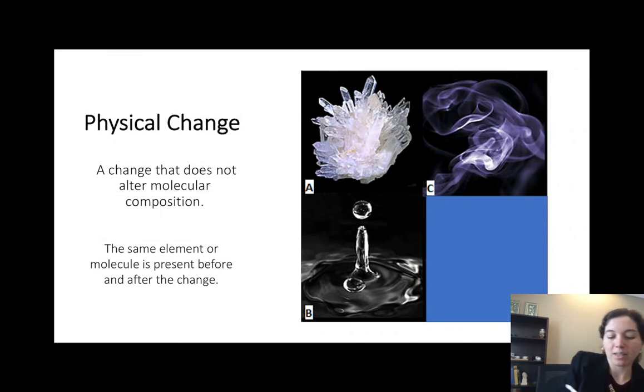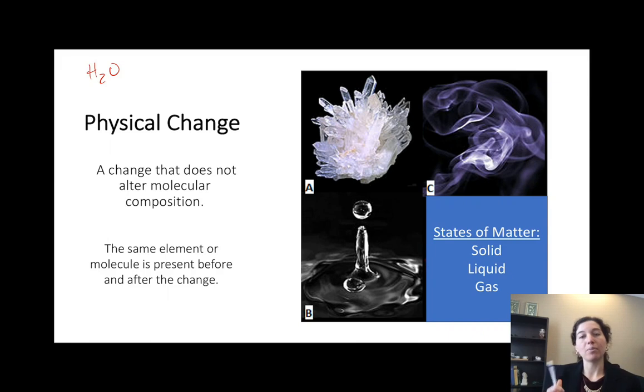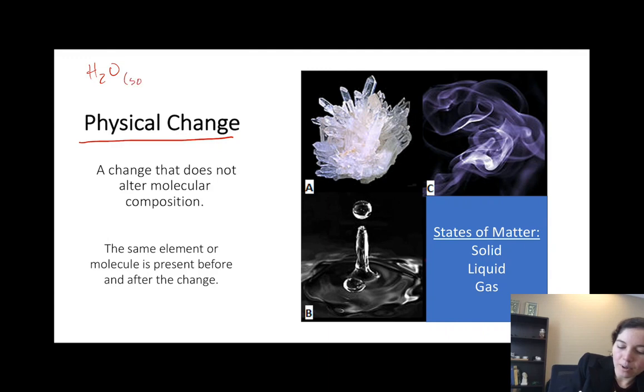So a good example of this I like to use is water. This is the chemical structure of water. So water can be at different physical states of matter. So it can be a solid, a liquid, or a gas. So water undergoes physical changes. It can be frozen to become a solid. It can be melted to be a liquid. And it can be boiled to become a gas. But at the end of the day, you're going from H2O solid to H2O liquid.